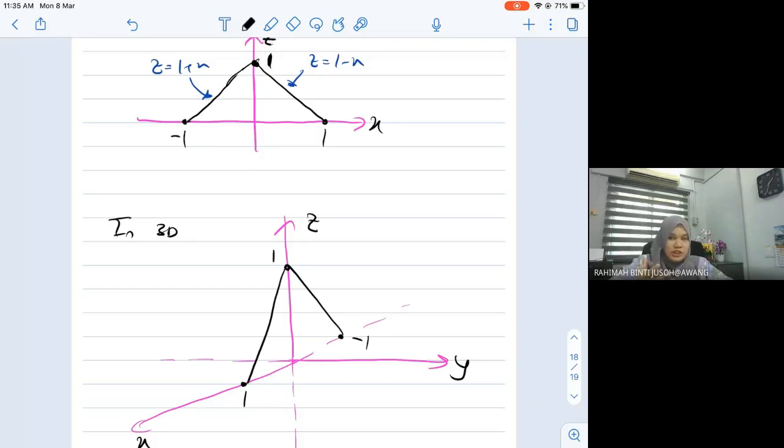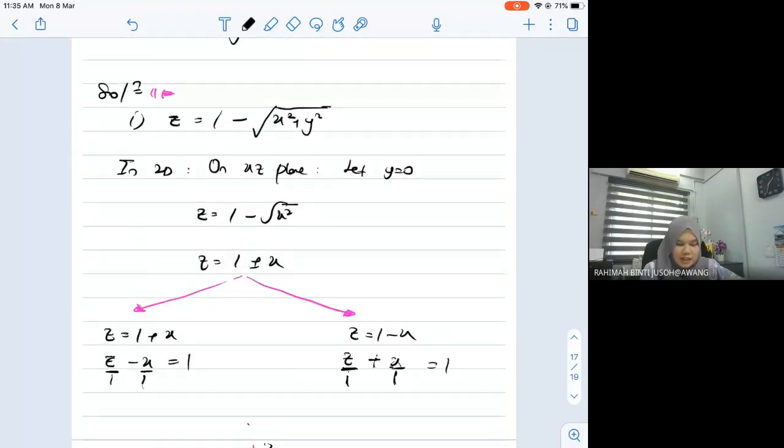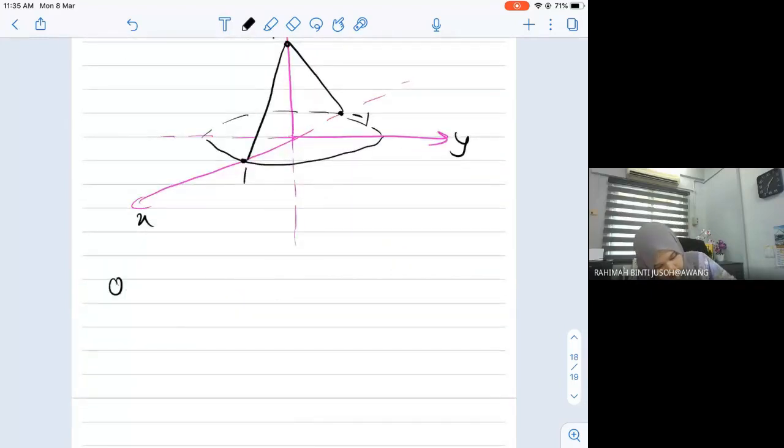So, logically, this will turn into a cone. Okay, a cone. Kenapa a cone? Kenapa a cone guys? Kalau you buat on YZ plane, you pun akan dapat garisan yang sama. Okay, contoh on YZ plane. YZ plane ni.